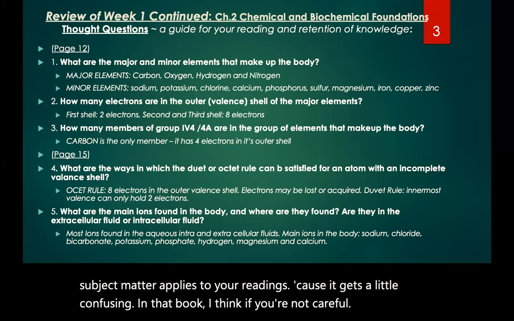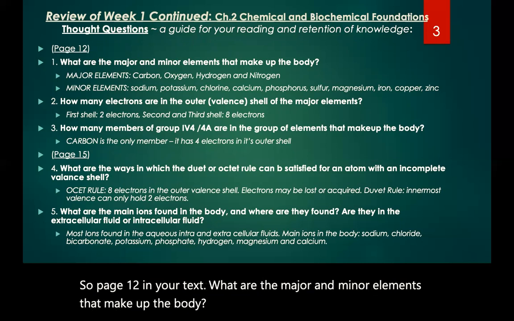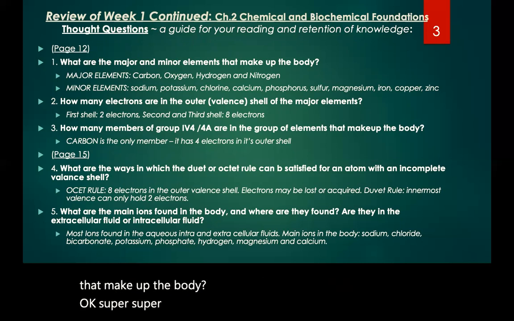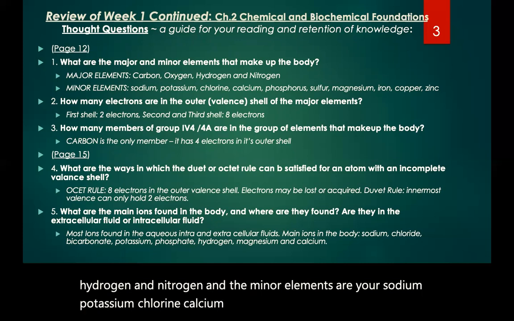Page 12 in your text: what are the major and minor elements that make up the body? Super easy. Major elements are your carbon, oxygen, hydrogen, and nitrogen, and the minor elements are your sodium, potassium, chlorine, calcium, phosphorus, sulfur, magnesium, iron, copper, and zinc.